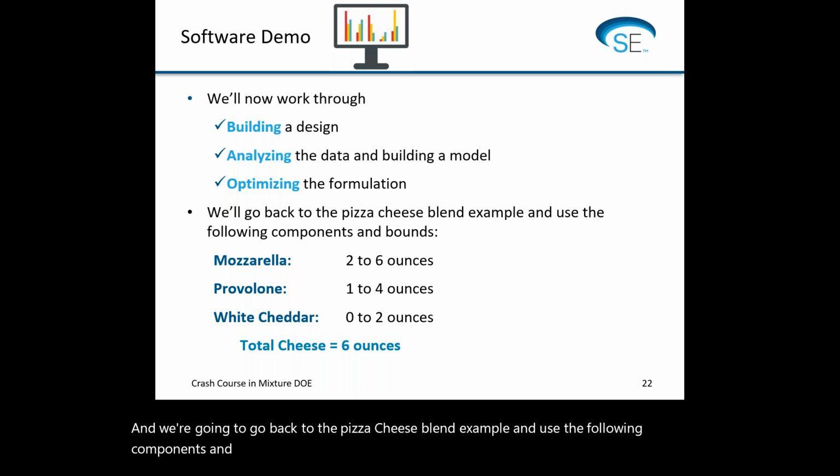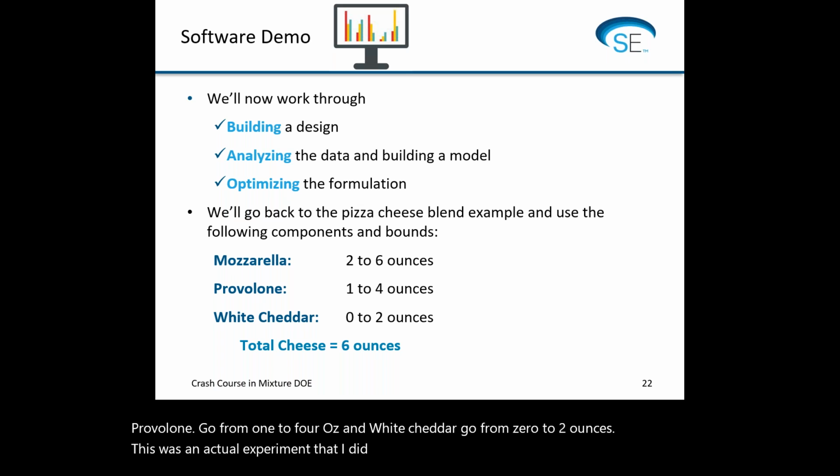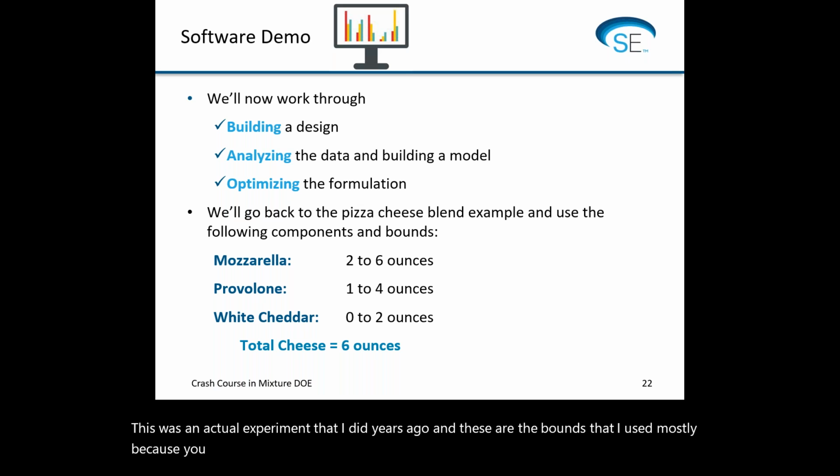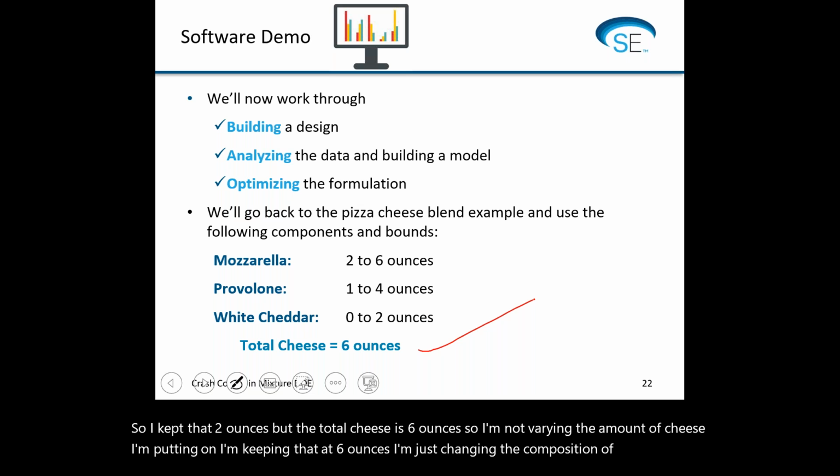So we're going to let mozzarella now go from 2 to 6 ounces, provolone go from 1 to 4 ounces, and white cheddar go from 0 to 2 ounces. This is an actual experiment that I did years ago, and these are the bounds that I used, mostly because white cheddar of 6 ounces was not very good. So I capped that at 2 ounces. But the total cheese is 6 ounces, so I'm not varying the amount of cheese I'm putting on. I'm keeping that at 6 ounces. I'm just changing the composition of the cheeses.